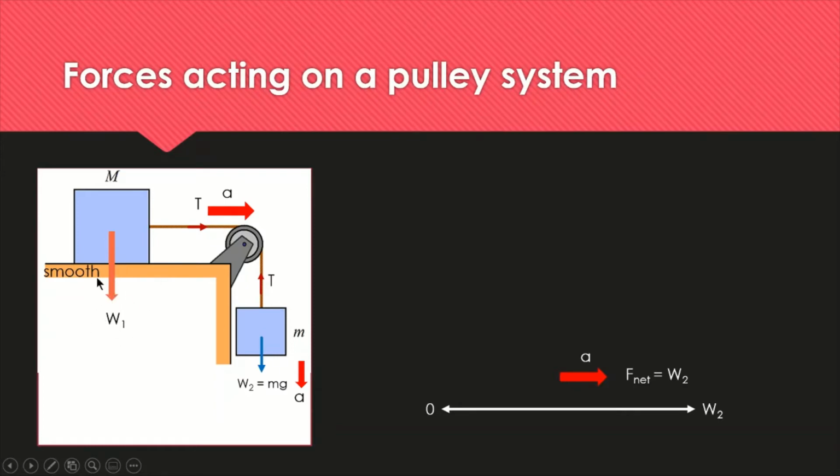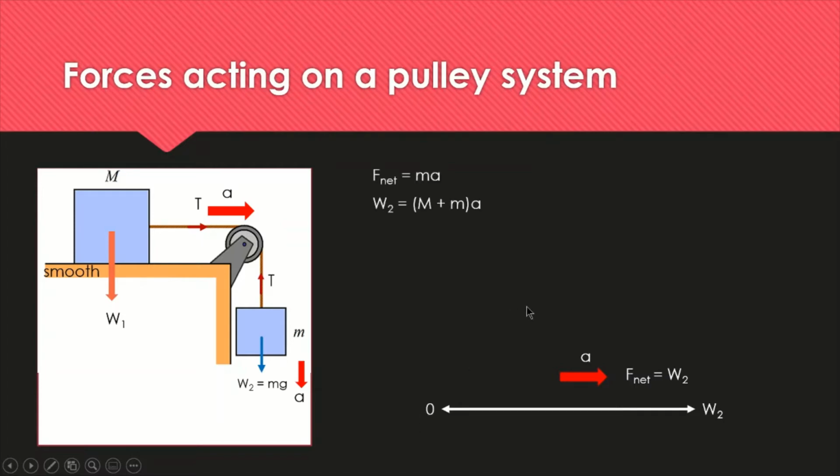So W1 is supported by the table, so it does not play any role in pulling the system to the right. This whole system, W1 is not involved. Since the table is smooth, there is no friction. The frictional force would be the one acting against the motion, so it would be acting to the left. But since it is smooth, there is no force acting to the left.